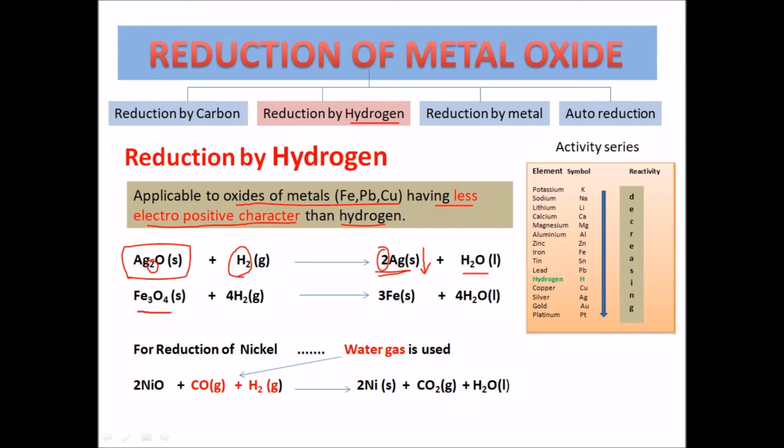In Fe3O4, iron oxide is being reduced with hydrogen, H2 in the gaseous state, and iron in the solid form is obtained, precipitated, and water in the liquid form is given out. For the reduction of nickel, we use water gas. Water gas is a mixture of carbon monoxide and hydrogen. So, nickel oxide can be reduced with the help of water gas, which is a mixture of carbon monoxide and hydrogen, to form nickel in the solid form, carbon dioxide in the gaseous form, and water in the liquid form.